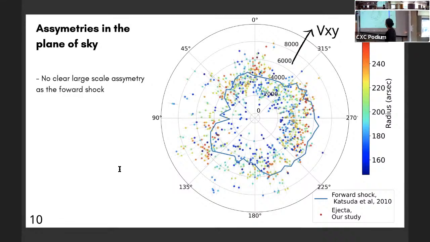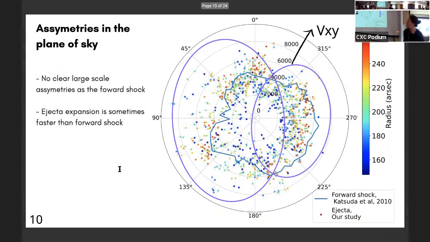And to understand our results a bit better, we can do this polar plot. All the points are our measurements from the image just after. It's only the edge, and there is a comparison with the velocity of the forward shock from Katsuda et al. 2010. And the first thing is that we don't see the same clear big-scale asymmetries as from the forward shock, and there is this strange behavior where in half of the remnant, the ejecta extensions are sometimes faster than the forward shock.